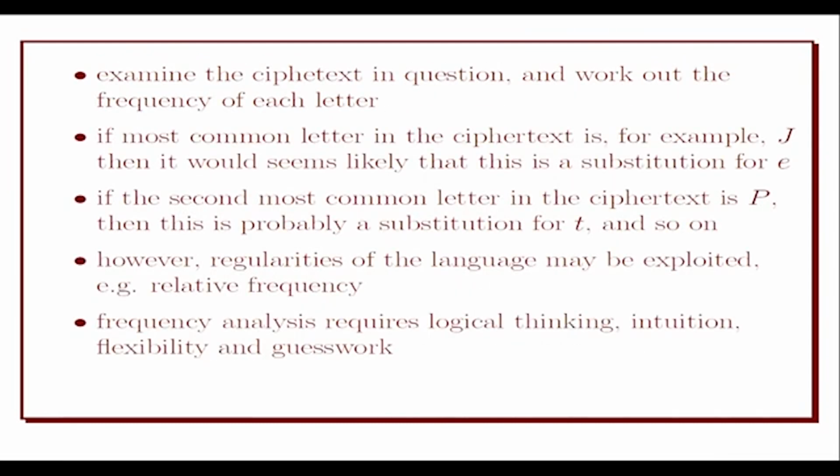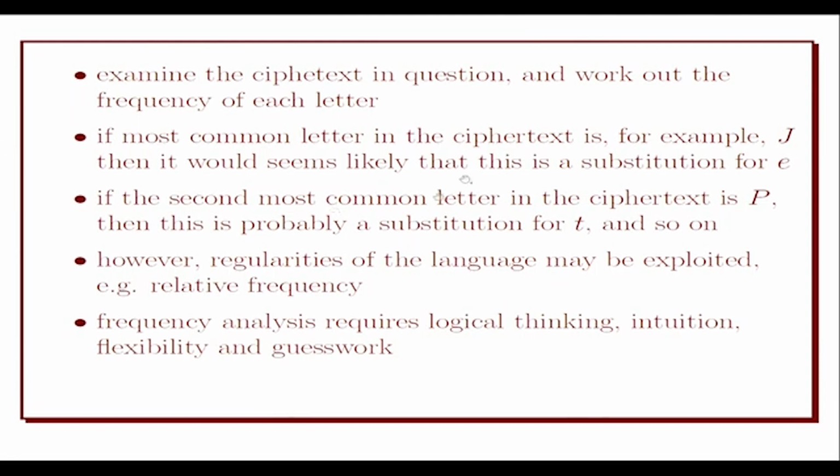So, we have a long ciphertext which we know is coming from English. Now, we count the frequency of the letters in that ciphertext. If you observe, J is coming more frequently, J has the highest frequency in that ciphertext, then we have to guess that E was encrypted to J.